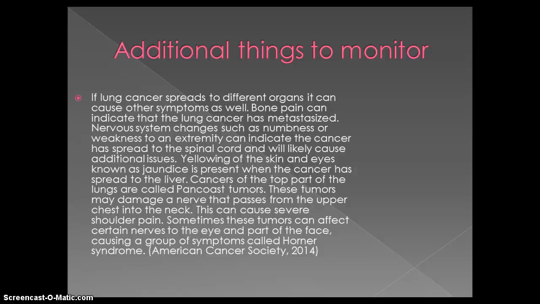Cancers of the top part of the lungs are called Pancoast tumors. These tumors may damage a nerve that passes from the upper chest into the neck. This can cause severe shoulder pain. Sometimes these tumors can affect certain nerves to the eye and part of the face, causing a group of symptoms called Horner syndrome.